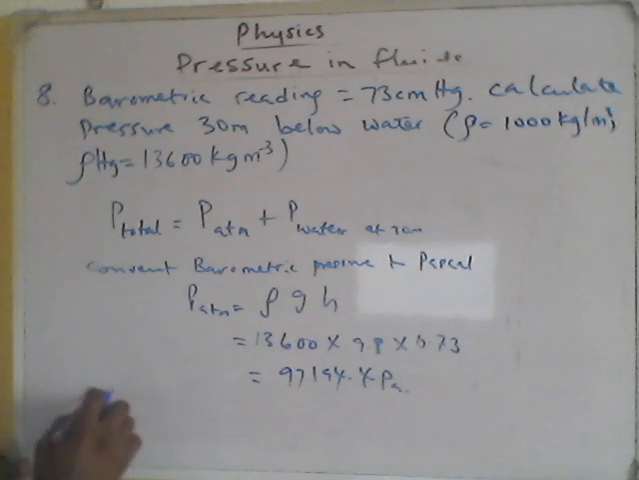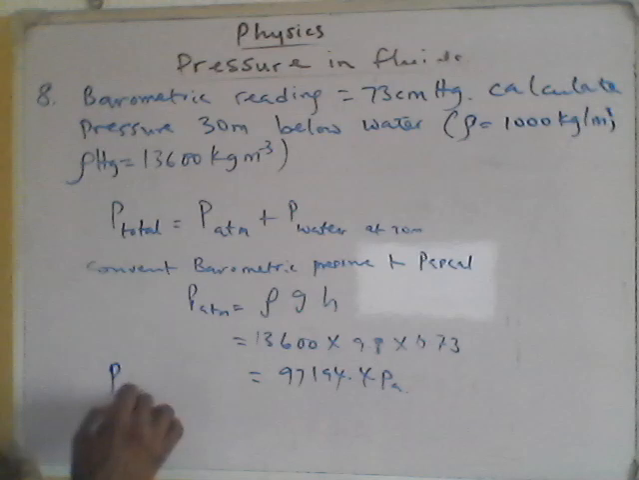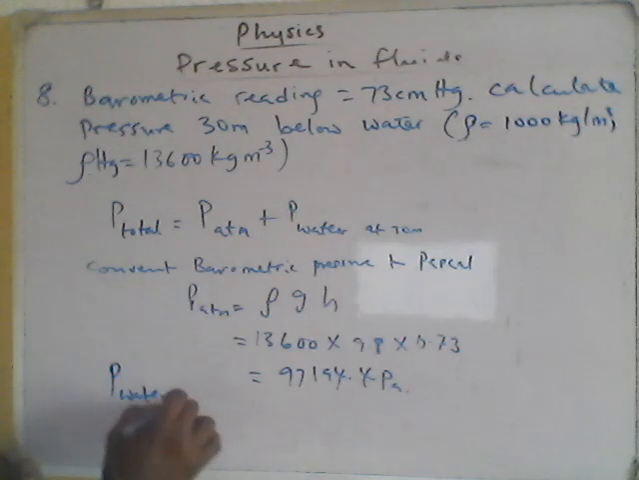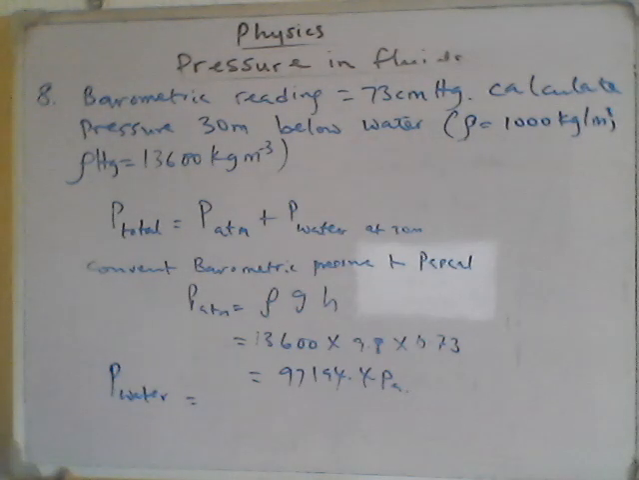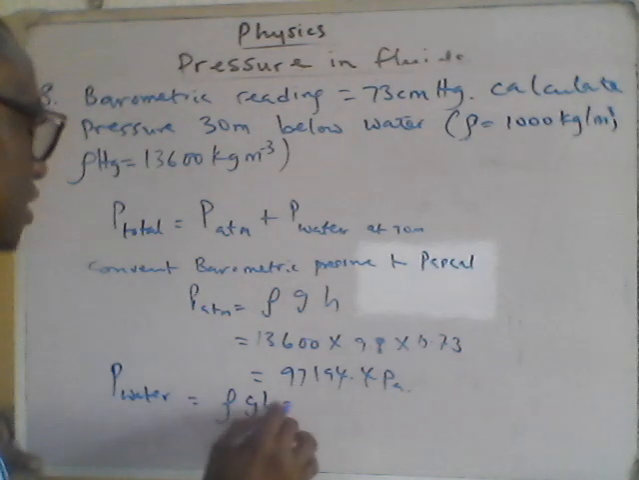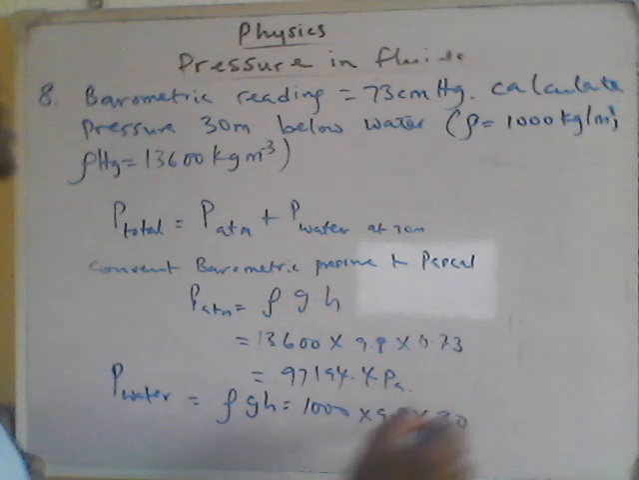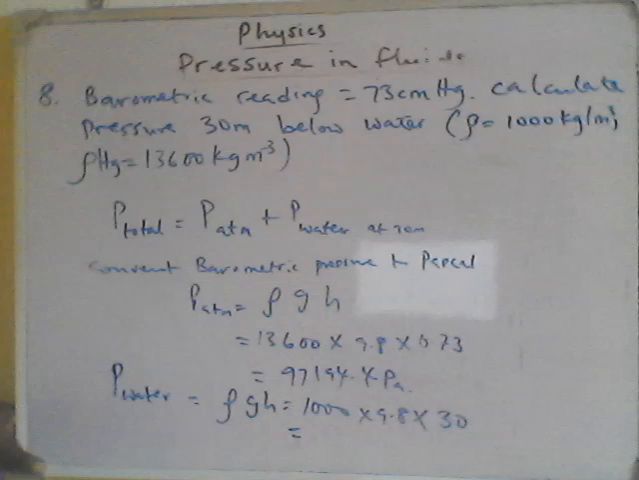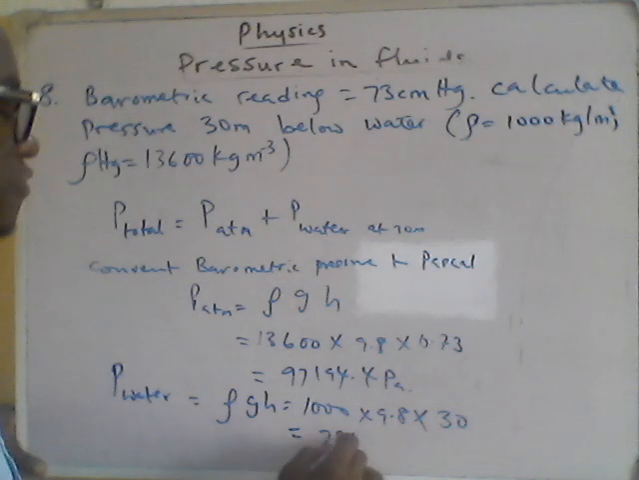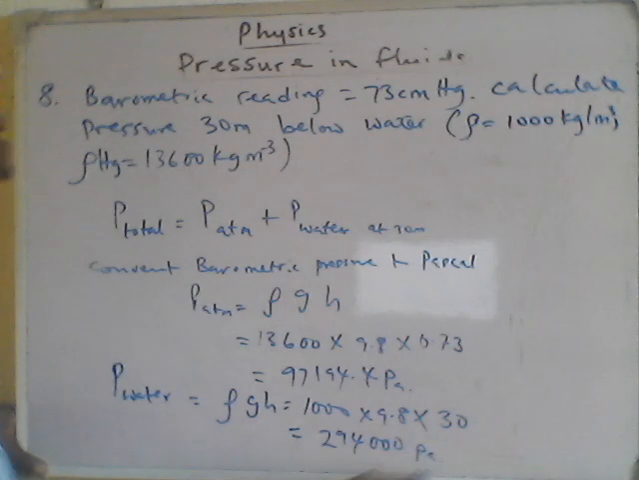So for P water, the pressure of water at this height, it will be density, gravity, height again. Density of water is 1000, times gravity 9.8, and height is 30 meters. By the time I compute, I'll be seeing a value of 294,000 Pascal. So I'm going to be adding this value and this value to get my total.